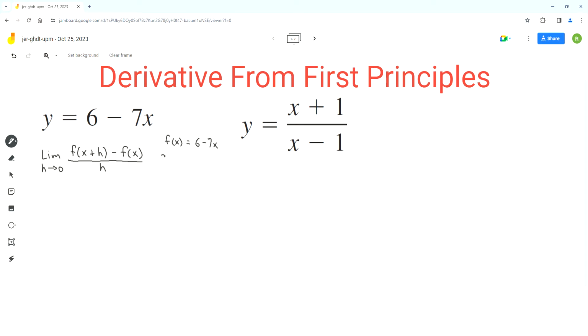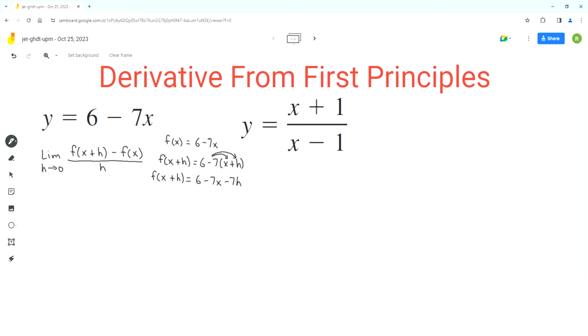And now we can find the expression for f at x plus h by subbing in x as x plus h in the given function. So 6 minus 7 times x plus h. Now we can simplify this expression by distributing negative 7 into the parentheses. So we get 6 minus 7x minus 7h.